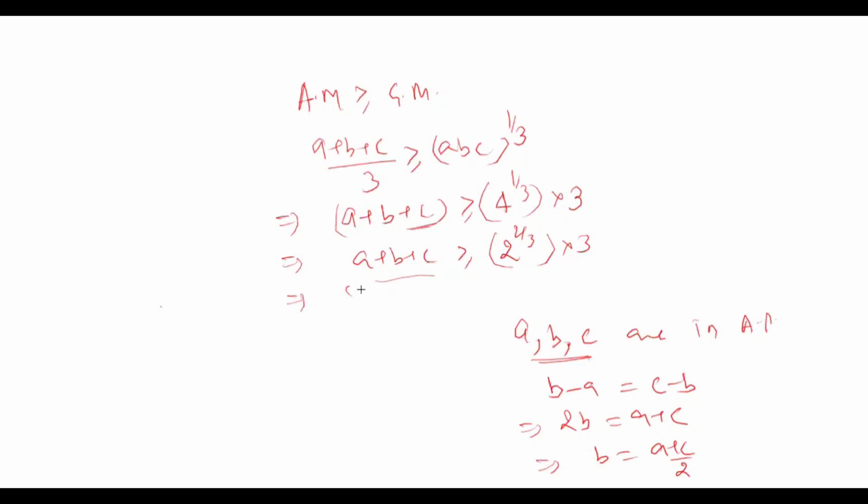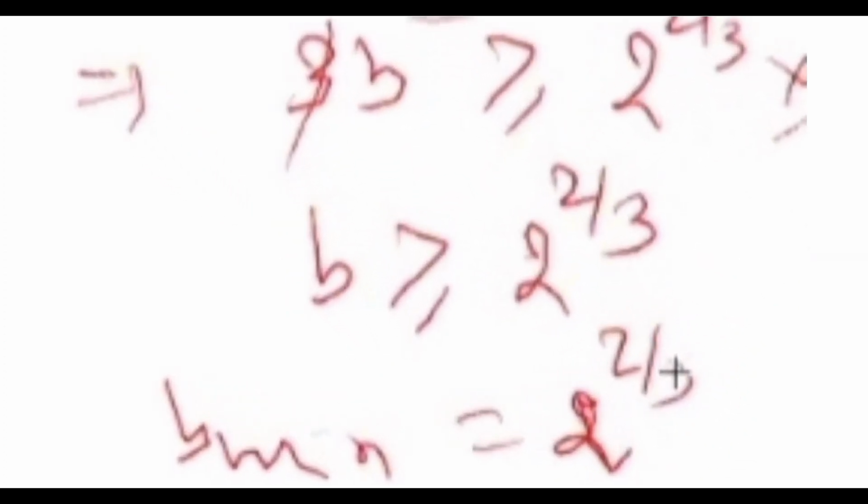So 3B is going to be greater than or equal to 2 to the power 2 by 3 into 3. So 3 cancels out. So B is going to be greater than or equal to 2 to the power 2 by 3. So what will B minimum be? B minimum will be 2 to the power 2 by 3, because B is always going to be greater than or equal to this, right? So the minimum value of this is going to be this.